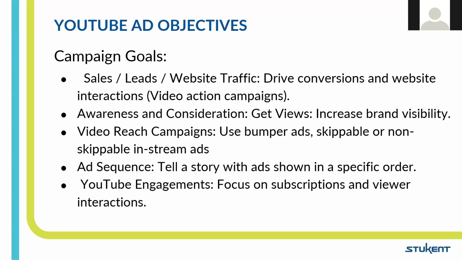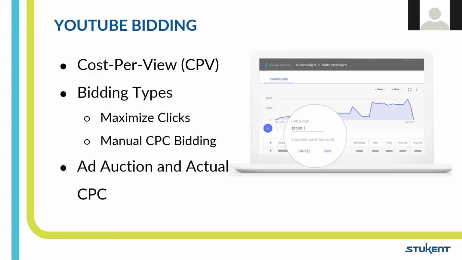Campaign goals, these are the objectives, right? You want to get sales, which I would not recommend for a YouTube ad ever. Awareness is most common. Video reach is common. All sorts of different things. YouTube engagements is good because you can try to get cheap subscriptions out of it. Those are all nice, but again, these are all existing through Google.